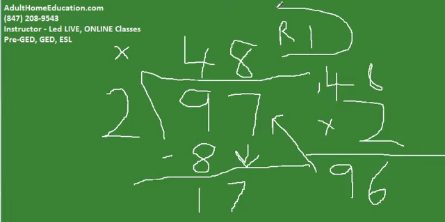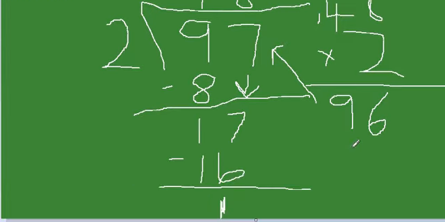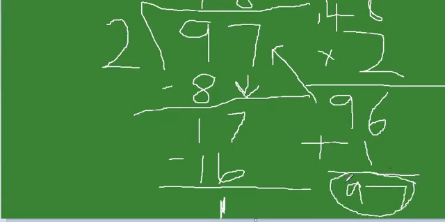But what about this remainder 1? We add the remainder 1 plus 1. And 96 plus 1 is 97. And booyah! We are correct. We have 97 as the answer.